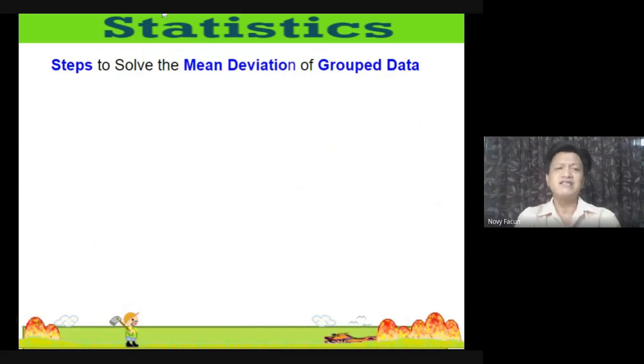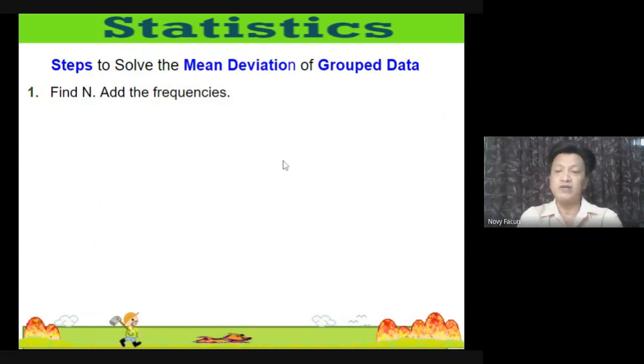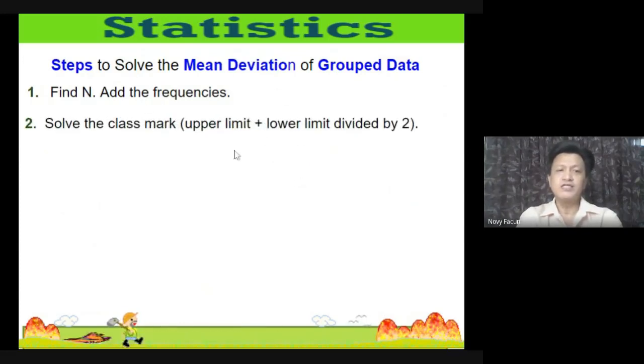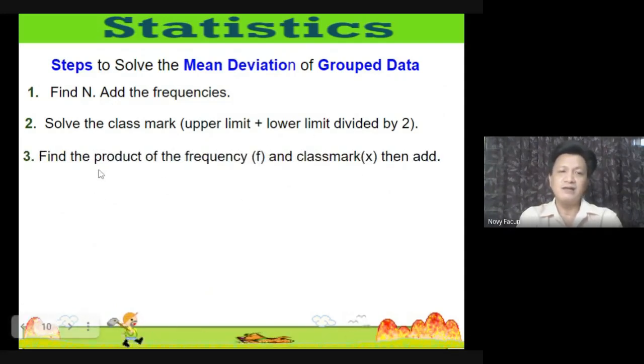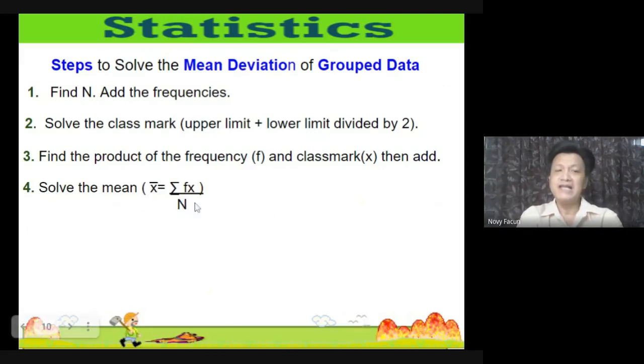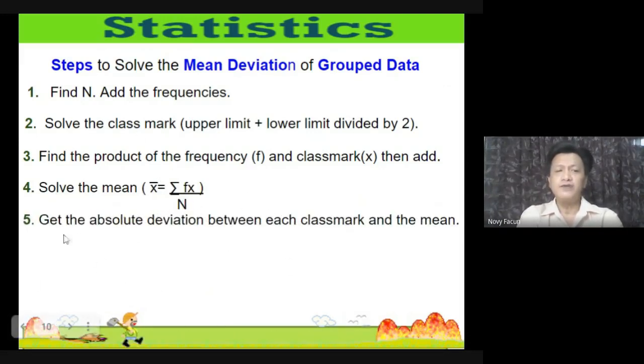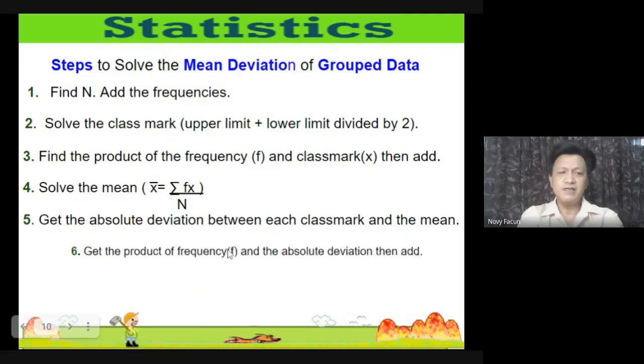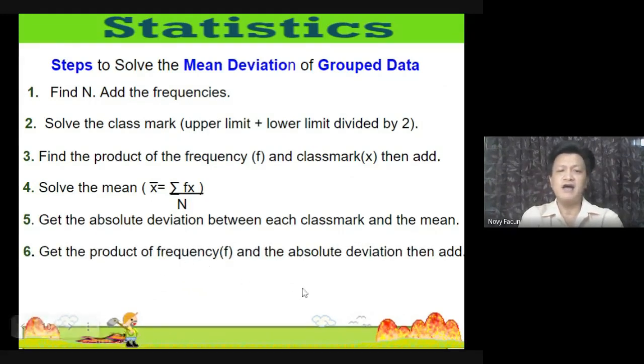Okay, so with that, let's have the steps to solve the mean deviation of group data. Step 1, find N, meaning to say add lang natin yung frequencies natin. Step 2, solve the class mark. How are we going to get the class mark? Upper limit plus lower limit divided by 2. Step 3, find the product of the frequency F and the class mark and add. Step 4, hanapin muna natin yung mean natin. Then step 5, get the absolute deviation between each class mark and the mean. Ibig sabihin niyan, kung ano yung nakuha natin dito sa mean, iso-subtract natin doon sa bawat class mark. And step 6 would be get the product of the frequency and the absolute deviation.